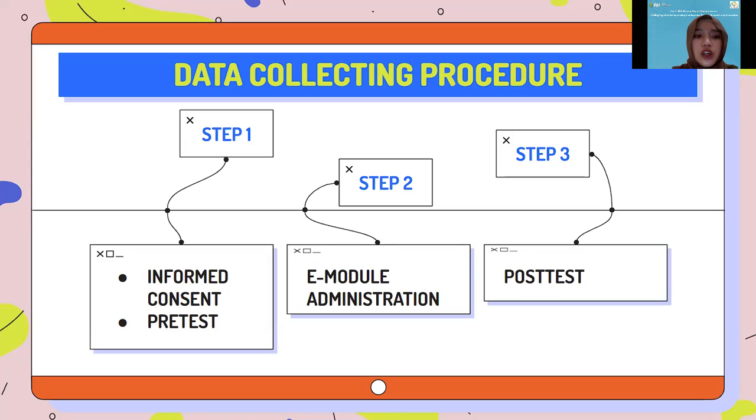Data collection procedure is step by step. Step 1, the researcher gives informed consent to the respondents on the first day. After agreeing, they need to do the pretest. Then respondents were given a module access link where respondents could study the contents of the module for 3 days in the given period. Respondents were asked to fill out a logbook daily during the research procedure. In the end, respondents need to fill out the post-test.